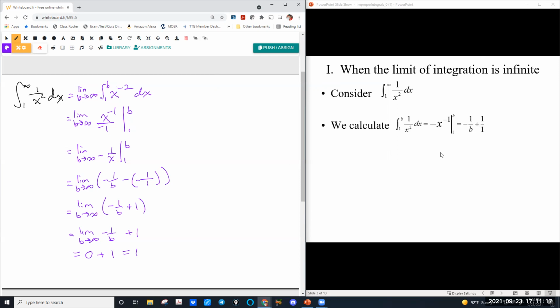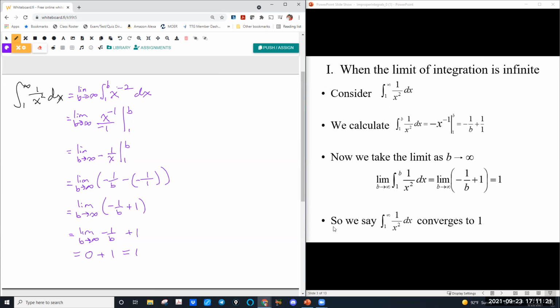So we get 1. Let's talk about what that means. This is just the stuff that we did. And so what we say is the integral from 1 to infinity of 1 over x squared dx actually converges to 1.